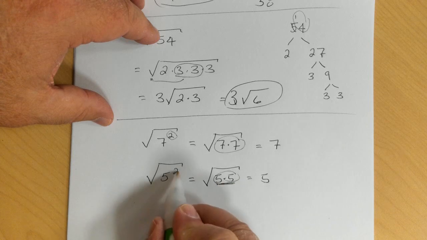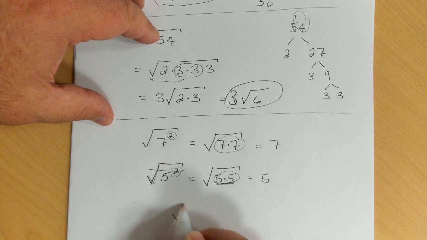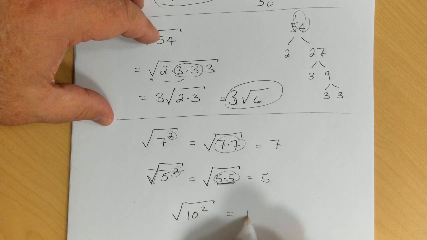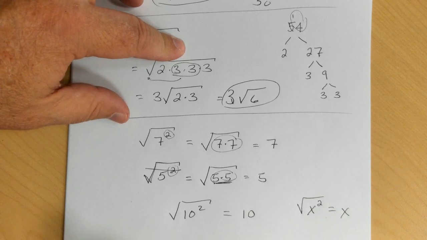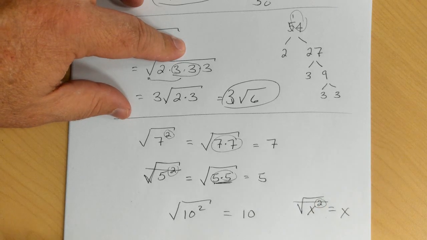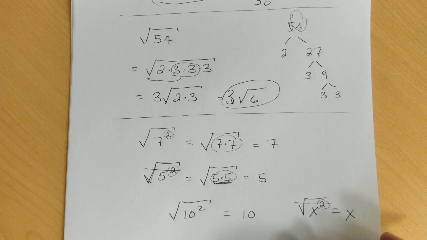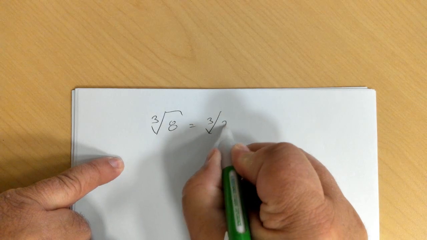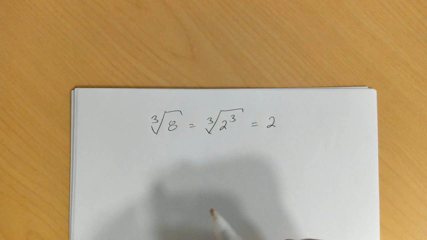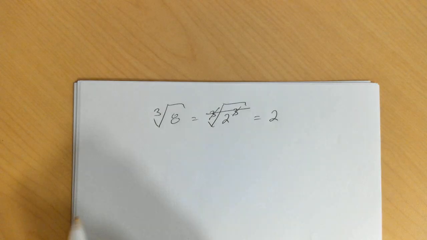So anytime you see a pair of numbers, that's the same thing as having it squared. If it's squared, the square root and the square cancel each other out. So if I had 10 squared, the answer is 10. If I had x squared, the answer would be? Because anytime you have a square in a square root, they cancel out. They're inverses of each other. It works no matter what root you have. Cube root of 8. 8 is made up of 2 times 2 times 2. If this and this are the same, they cancel out. So it all disappears.